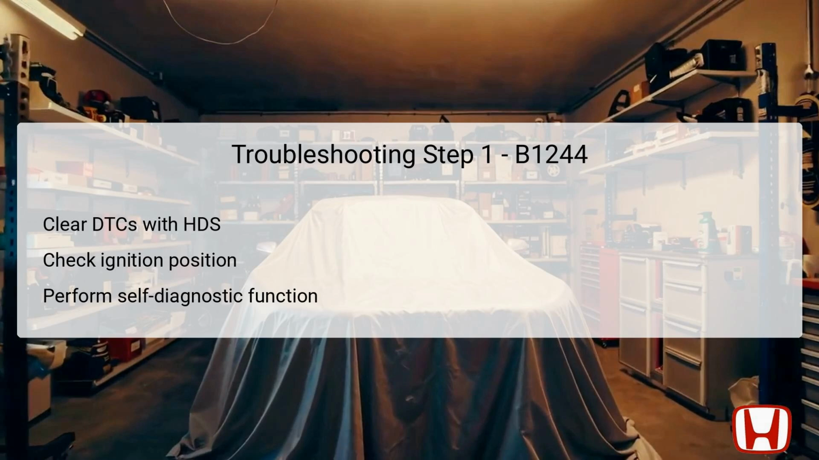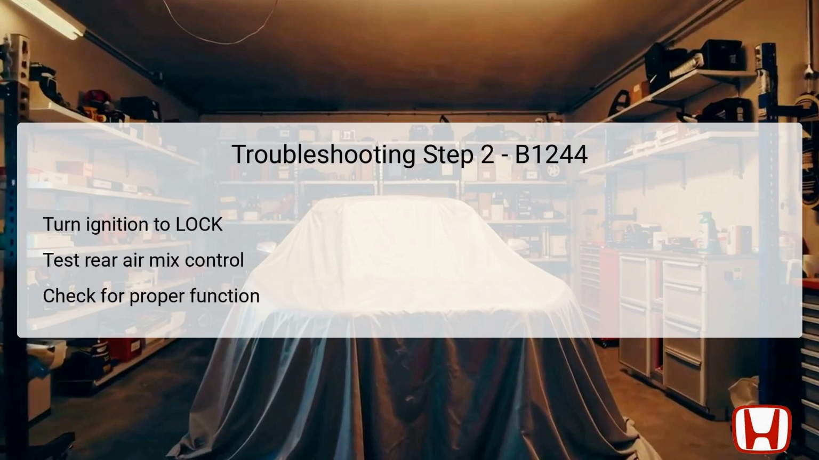If not, this might suggest an intermittent failure, necessitating checks for loose wires or poor connections that can contribute to the problem. In the next troubleshooting step, ensure that the ignition switch is turned to the lock position. Afterward, you will test the rear air mix control motor to ascertain its functionality.